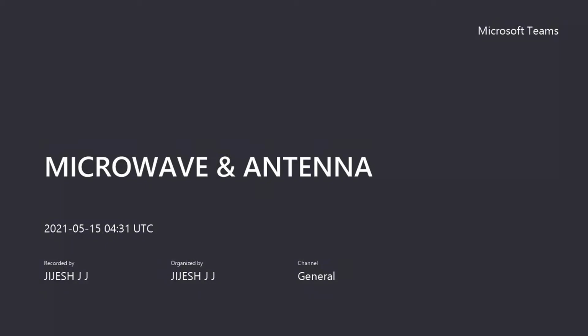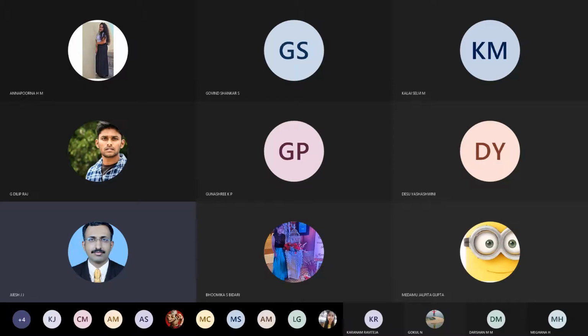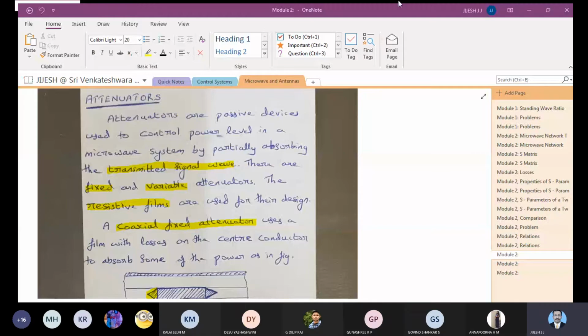What we left in the previous class. So we have been studying, half of the second module is over, and we have been discussing attenuators. Attenuators, we know, are passive devices which have a mechanism to control the power, especially the transmitted signals are being absorbed here. You have two types of attenuators, called fixed attenuator and variable attenuator.